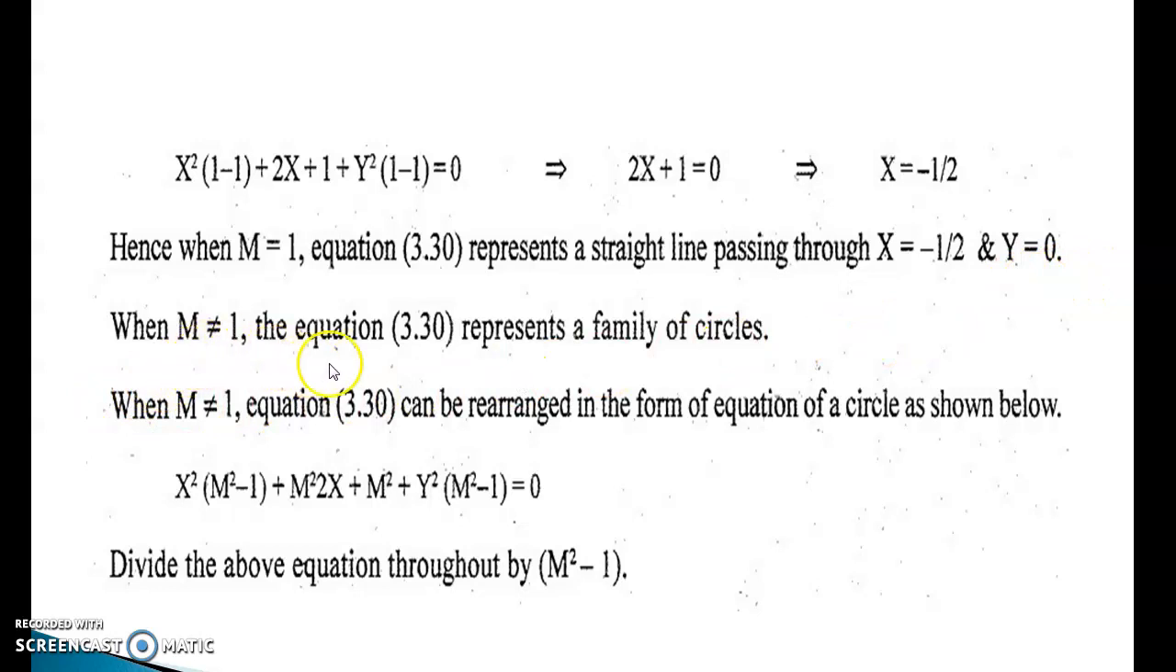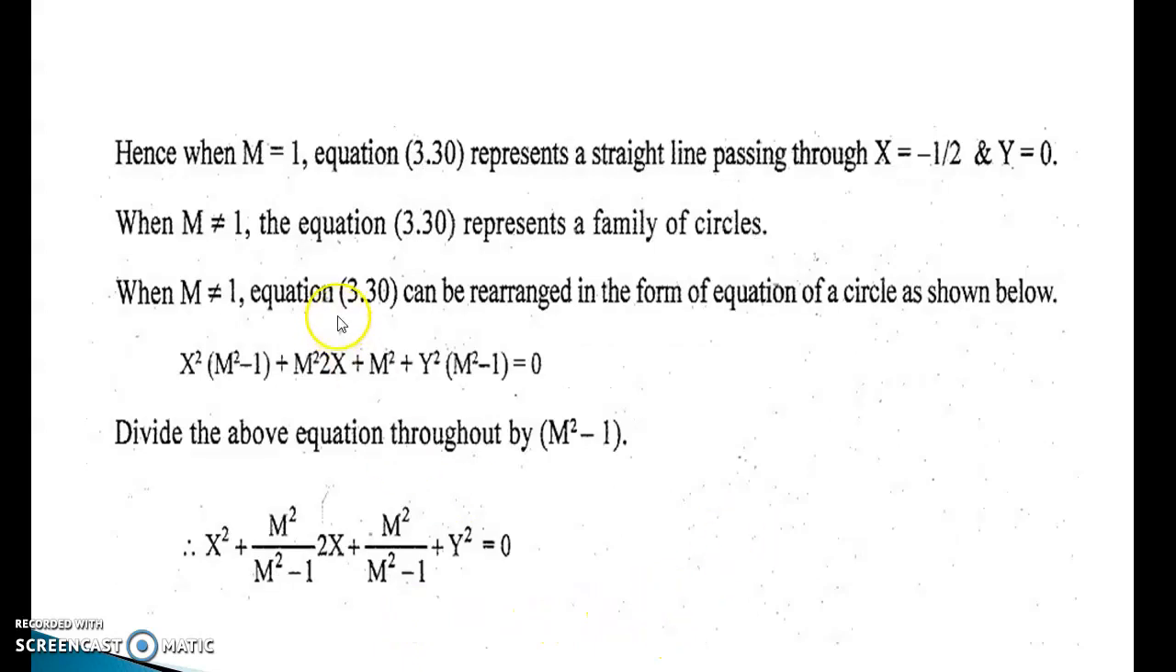When m not equal to 1, the equation represents a family of circles. When m is not equal to 1, the equation can be rearranged in the form of the equation of a circle as shown below. x square into (m square minus 1) plus m square 2x plus m square plus y square into (m square minus 1) is equal to 0. Divide the above equation throughout by m square minus 1.